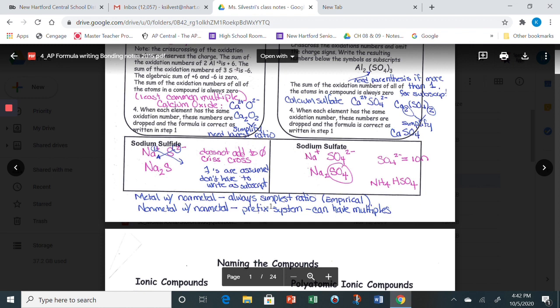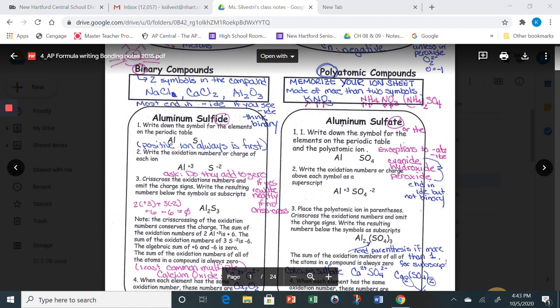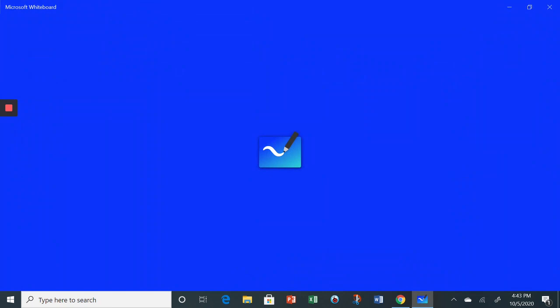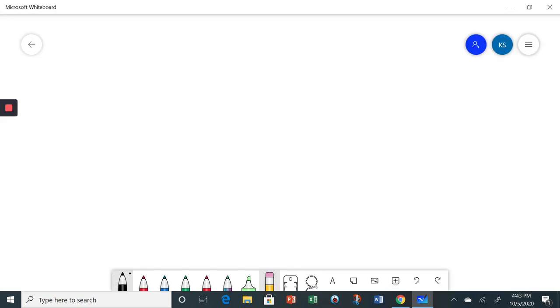Okay? Nonmetal with nonmetal, we will name by a prefix system. You can also use Roman numerals. And in there, you can have subscripts that are multiples of each other. This is not the simplified. Metal with nonmetal, always simplest ratio. Very, very important, very key. Now, I'm going to go off to a whiteboard right now and just go through some examples. So if you want to ever pull this up, you can look at it and say, okay, she gave us some different examples.